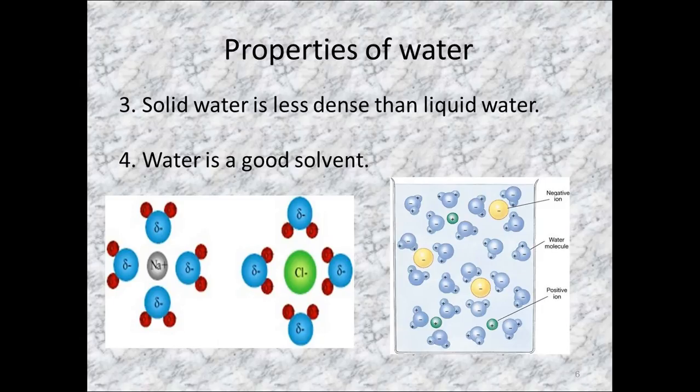The last property I want to cover is the fact that water is a good solvent, meaning that it will dissolve anything that is polar. Because water has such strong electronegativity, because it is so very polar, it will surround other polar molecules and basically pull them apart, pulling those electrons toward it. That's what makes polar molecules dissolve.